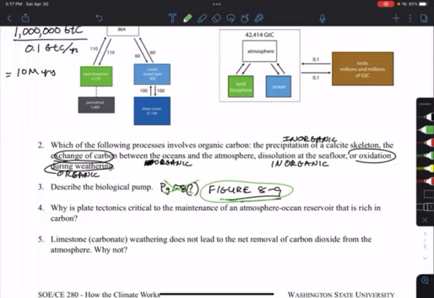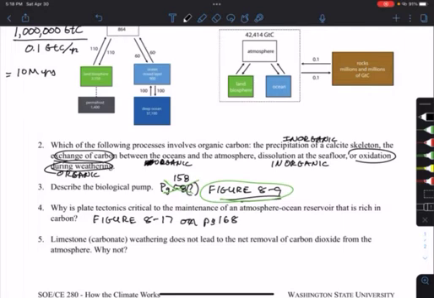Sorry about that. So why is plate tectonics critical to the maintenance of an atmosphere-ocean reservoir that is rich in carbon? You can see figure 8-17 for some information on this. And look on page 168. I suspect that this is probably 158 because I just left the one out. It's in that chapter.